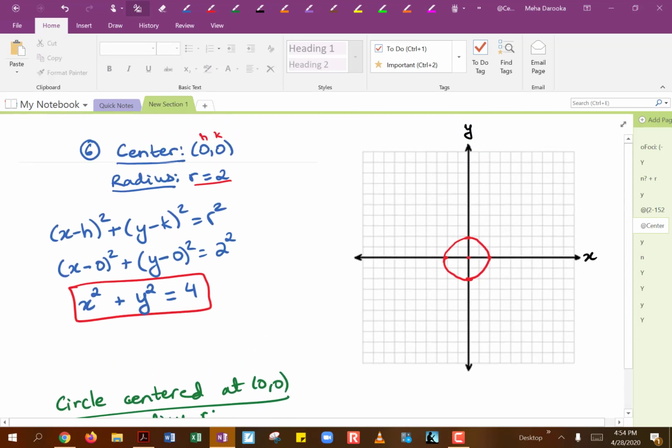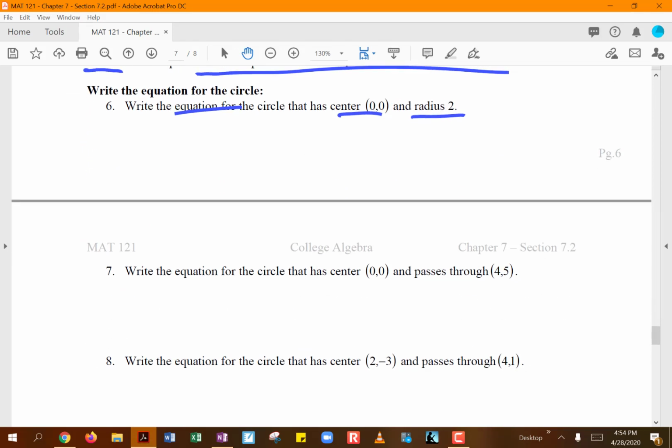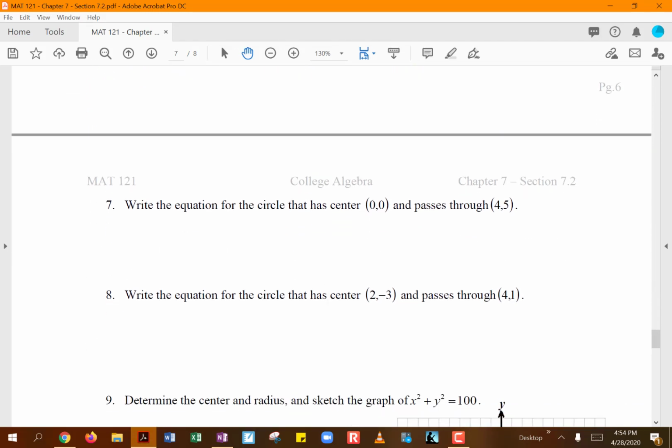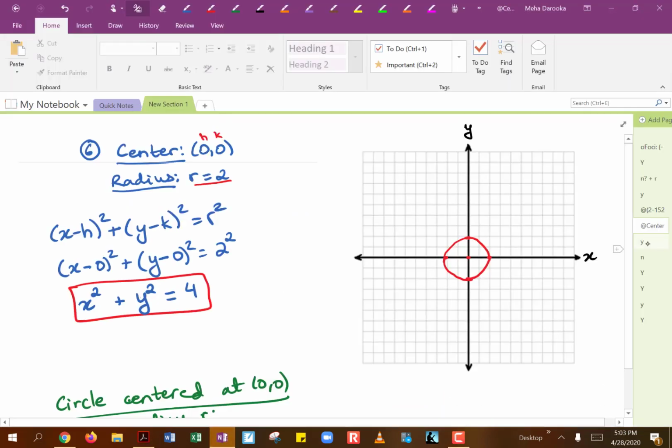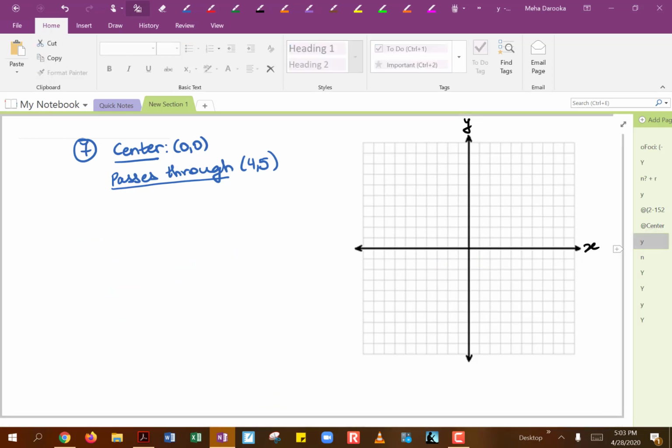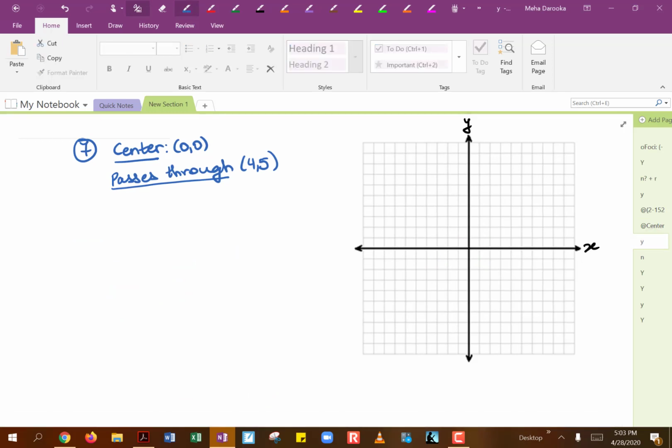Alright, so this was our example 6 over here. Now let's look at example 7. Same thing, they're asking us to find the equation. This time they're telling us the center of our circle is at 0, 0, but it passes through the point 4, 5. So let's see how we can come up with the equation in this case. Alrighty, so we know the center is going to be at 0, 0, and it's going to pass through the point positive 4. So that's 1, 2, 3, 4. 1, 2, 3, 4, 5. Right over here, it's going to be passing.